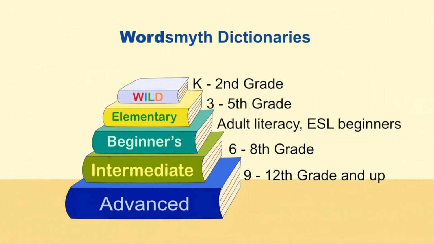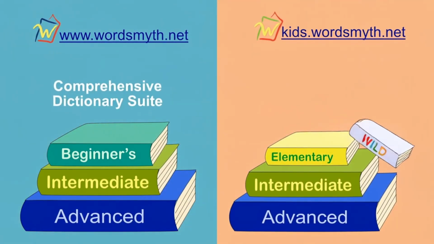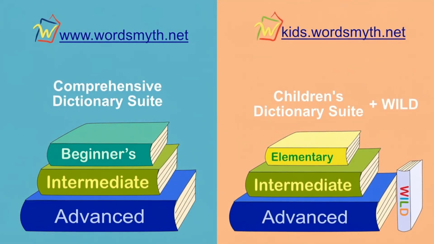The Wordsmyth Elementary Dictionary lives at kids.wordsmyth.net as part of the Word Explorer Children's Dictionary Suite. This suite includes both the Elementary Dictionary for grades 3 through 5 and the Intermediate Dictionary for grades 6 through 8. What makes the Elementary Dictionary different from other children's dictionaries?